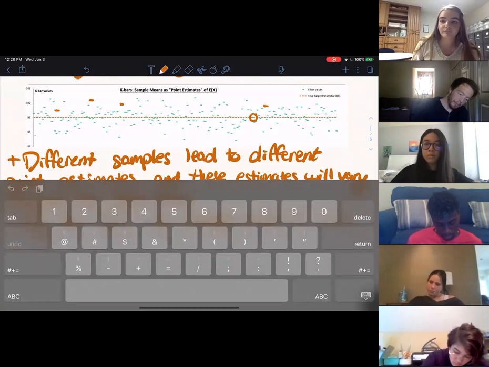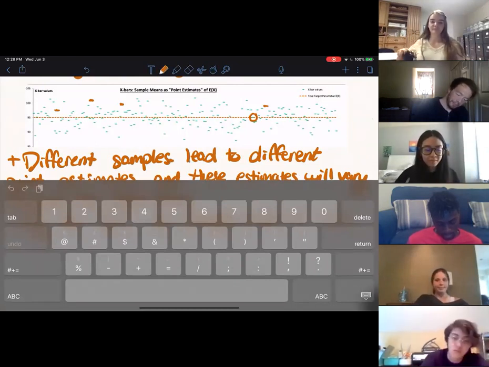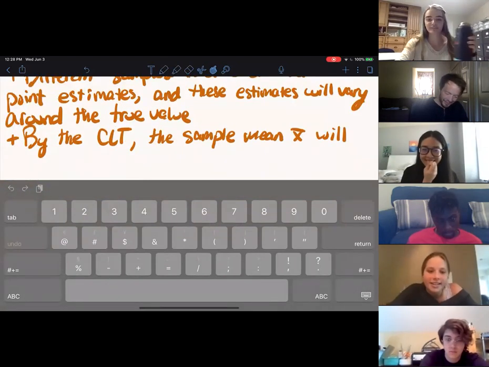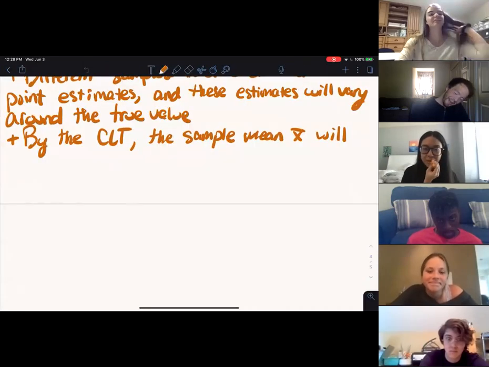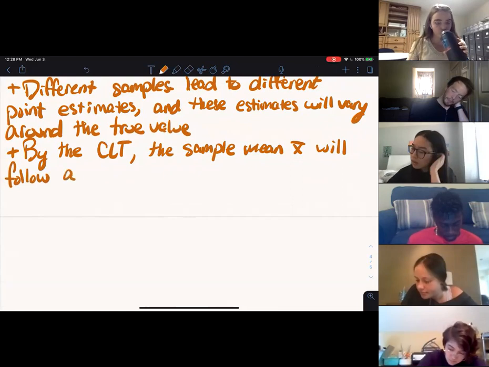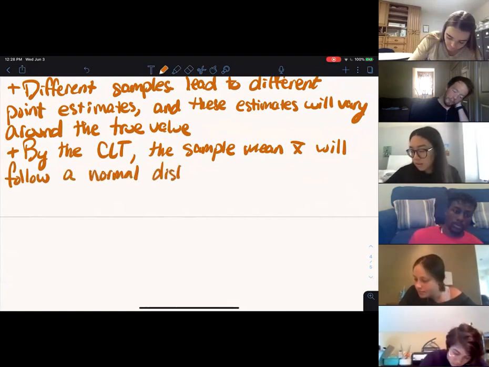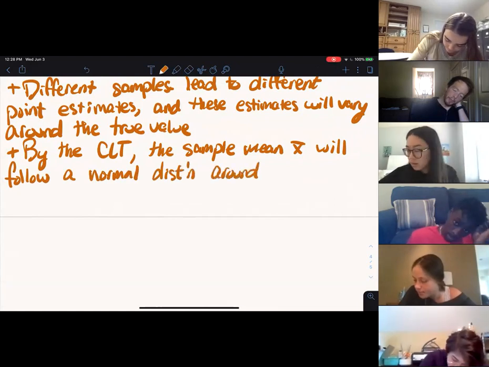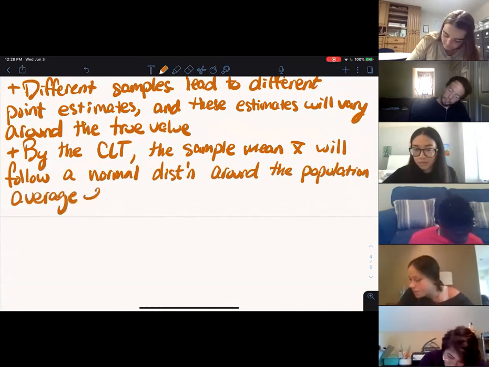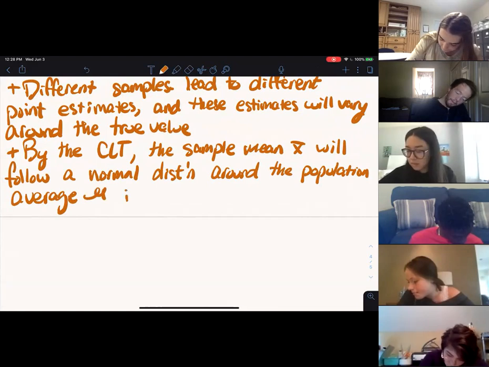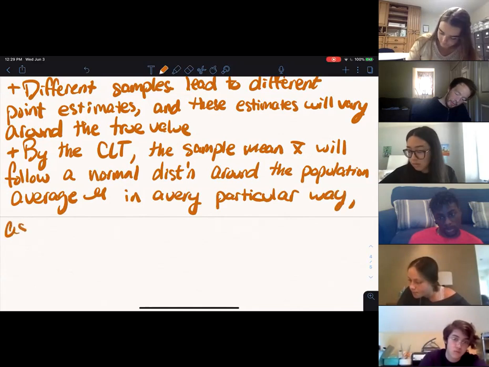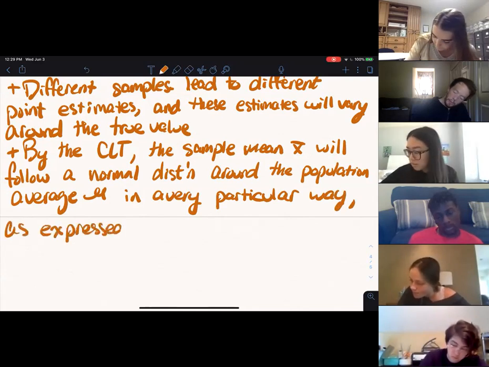By the central limit theorem, the sample mean, a very particular point estimator, will follow a normal distribution around the population average in a very particular way, as expressed by its measure of spread.